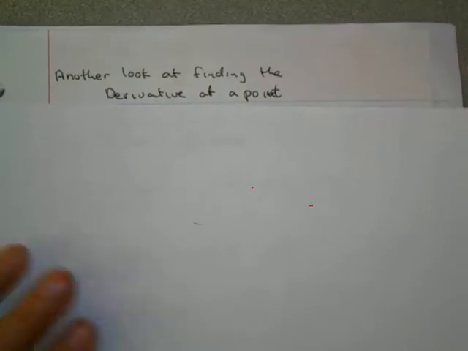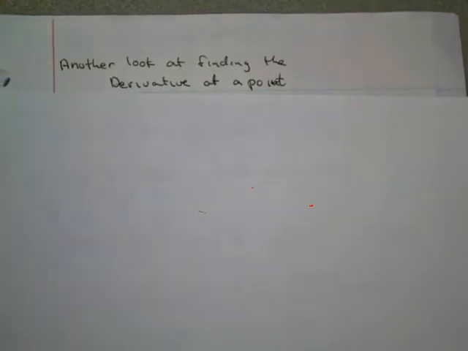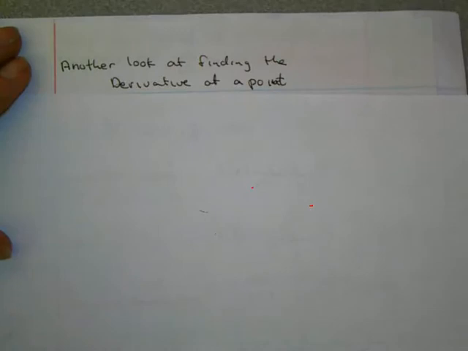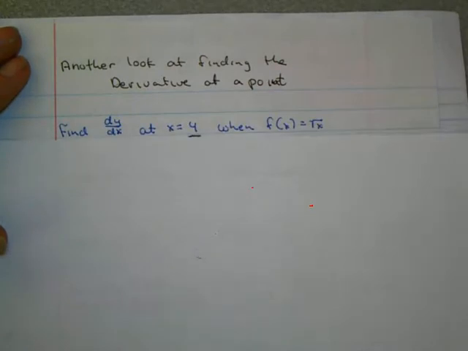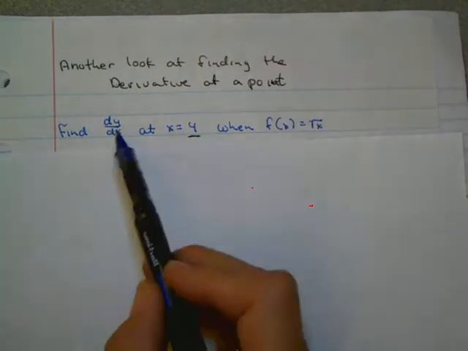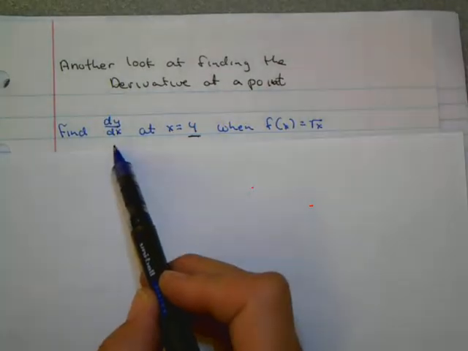I'd like to quickly show you one more example using the alternate definition, because you don't do the same thing to every one. The goal is to just not have 0 in the denominator so you can simplify. So this time we're going to find dy dx. Remember, that's just another way to say the derivative or the slope at x equals 4, when f of x equals the square root of x.